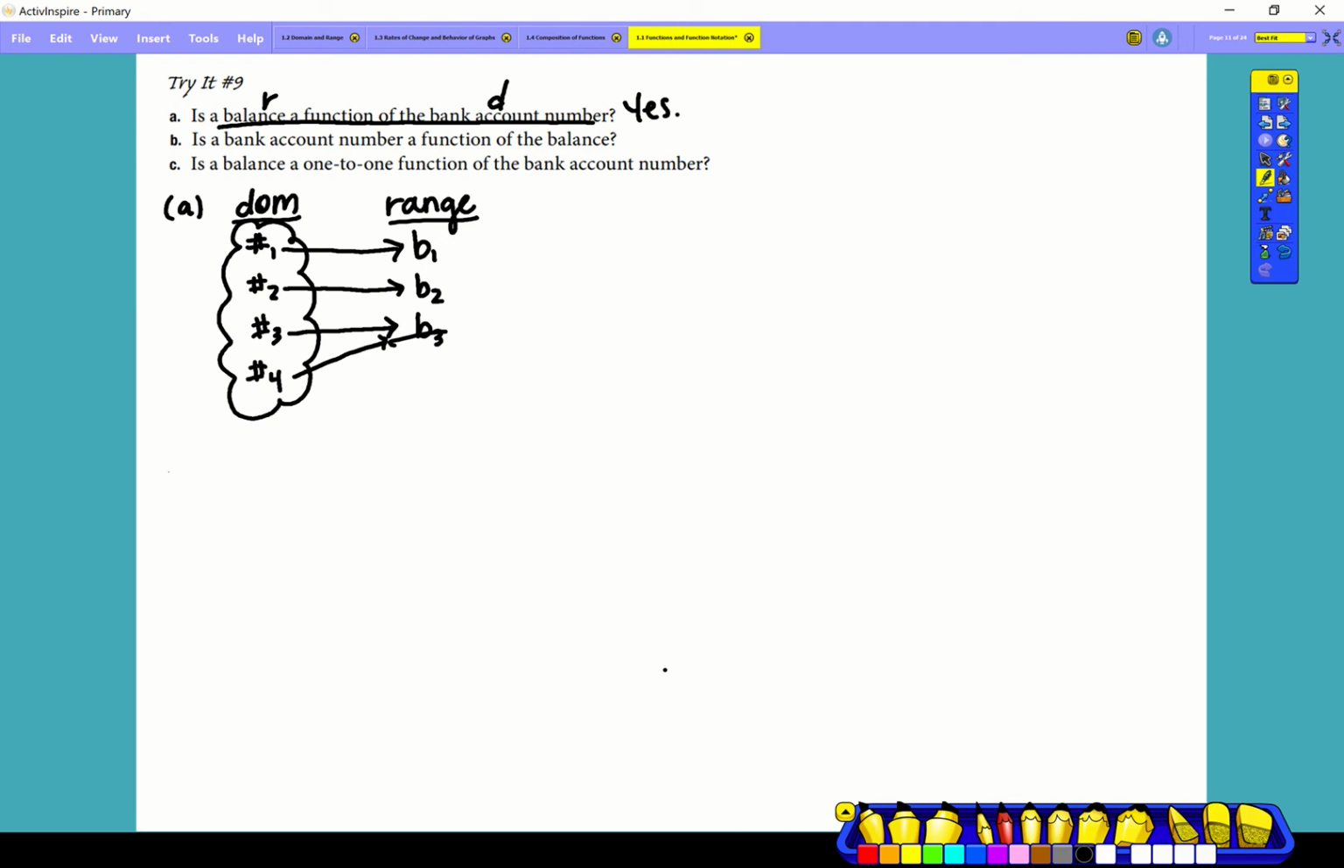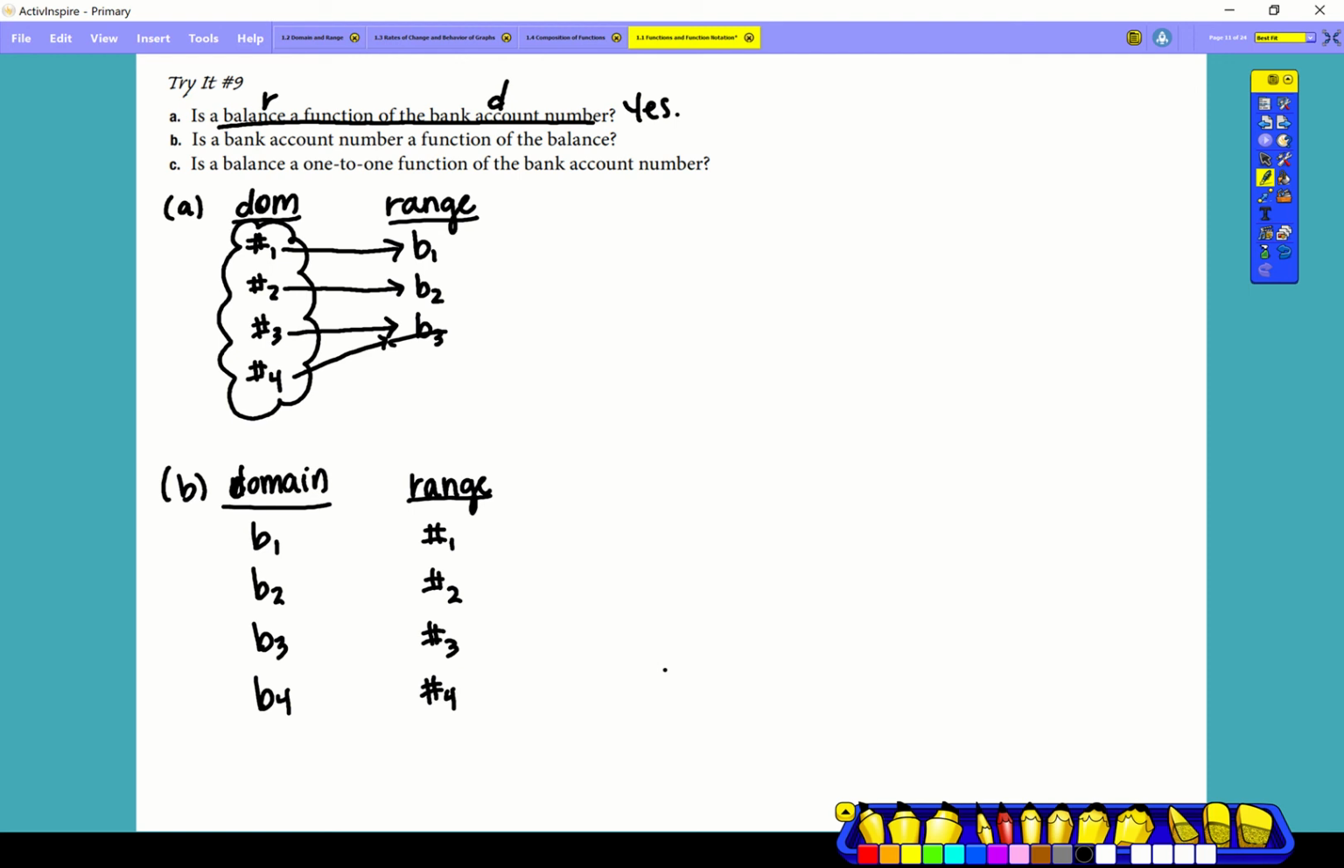So now, for the domain, we're going to have balance 1, balance 2, balance 3. Let's add some more balances. For the range, we're going to have bank account number 1, bank account number 2, bank account number 3, bank account number 4.